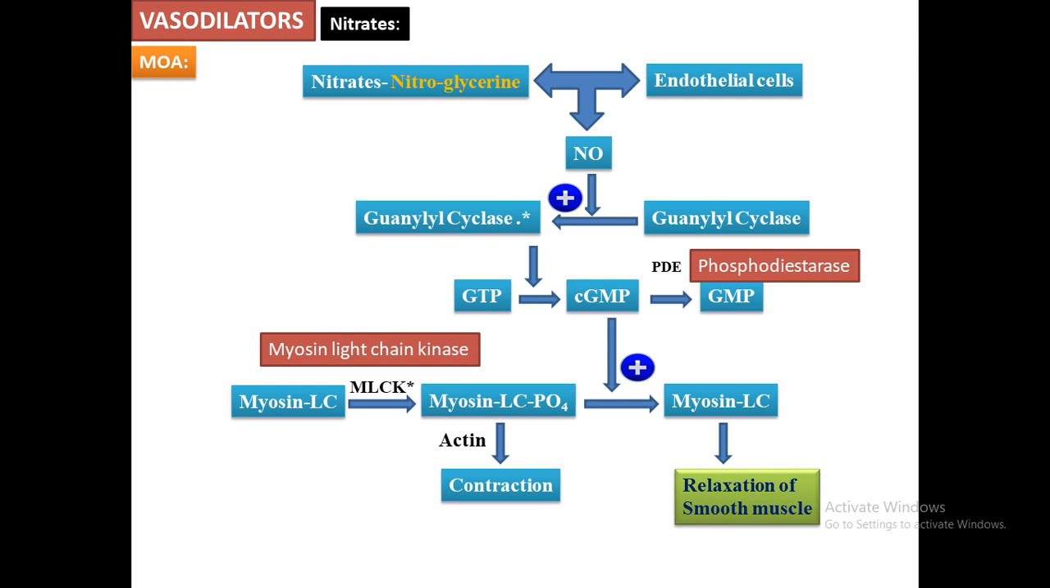So nitric oxide works by this mechanism. First, you take the nitrate or the endothelial cell releases nitric oxide, which activates guanylyl cyclase and converts GTP to cGMP. This cGMP converts myosin light chain phosphate to myosin light chain, and this myosin light chain is responsible for relaxation of smooth muscle. So less myosin light chain phosphate is available to combine with actin and cause contraction. By this mechanism nitric oxide acts as a vasodilator.